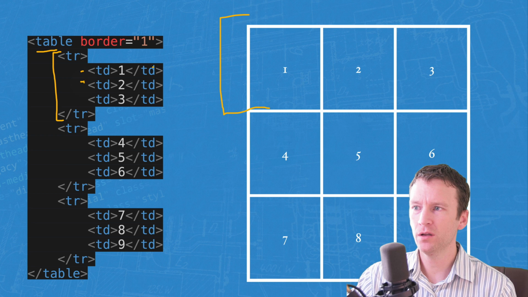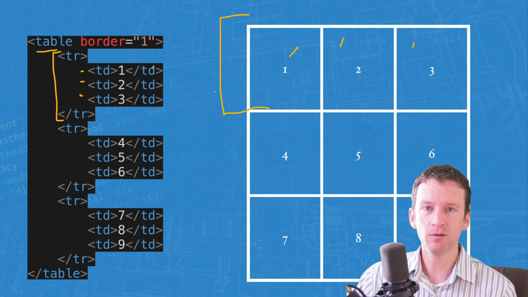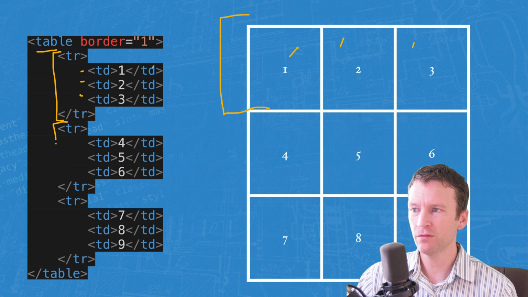And we have 1, 2, 3 data cells. That's that one, and that one. Then we come down here and we make up our second row. So there's our second row. And you kind of get the idea here. These just basically continue on. This one has 3 data cells as well.